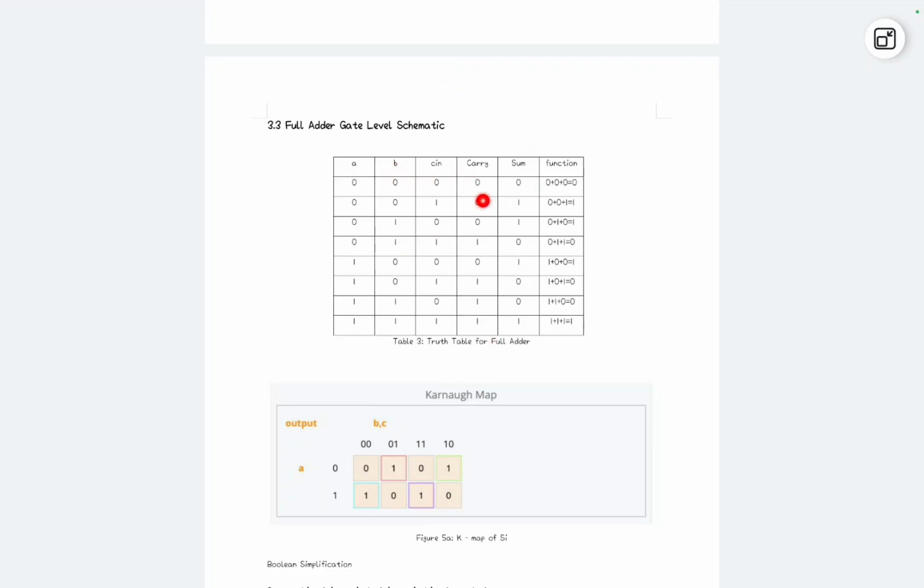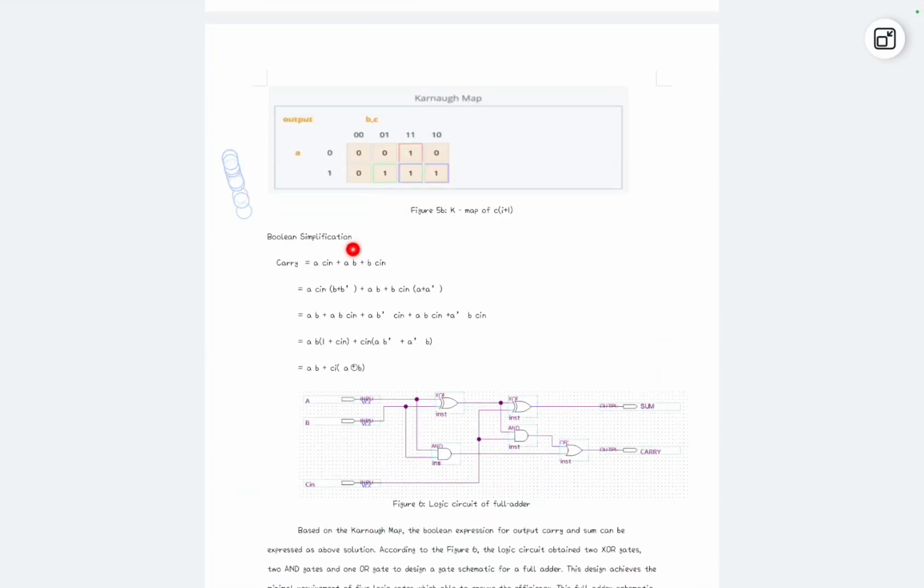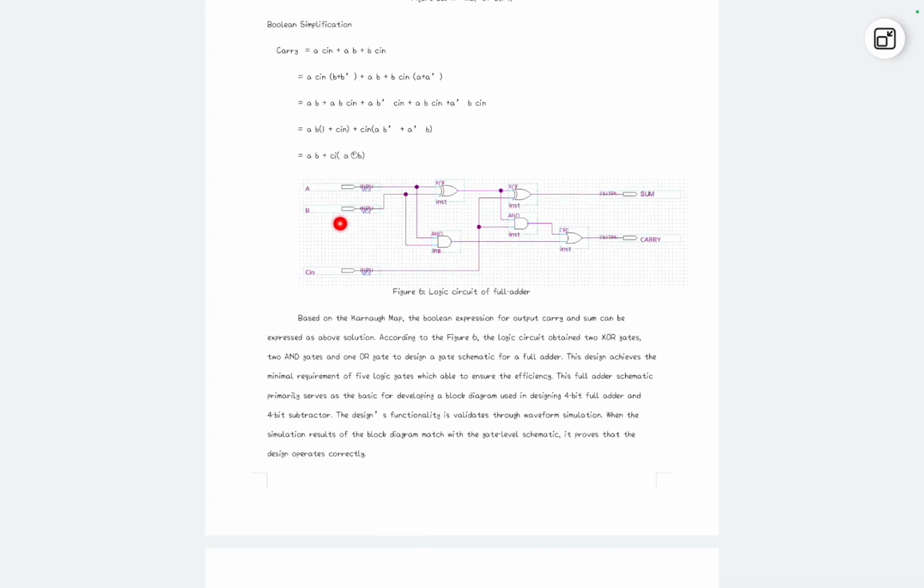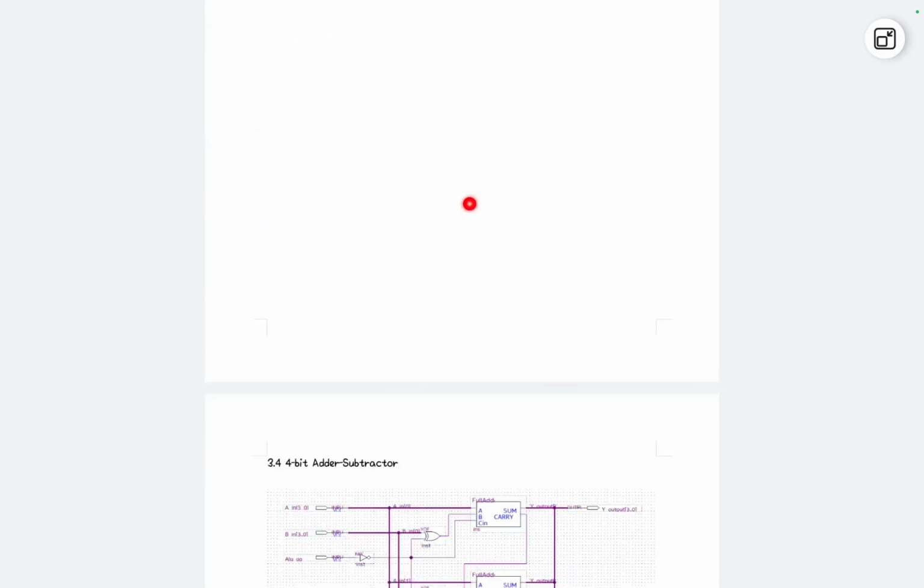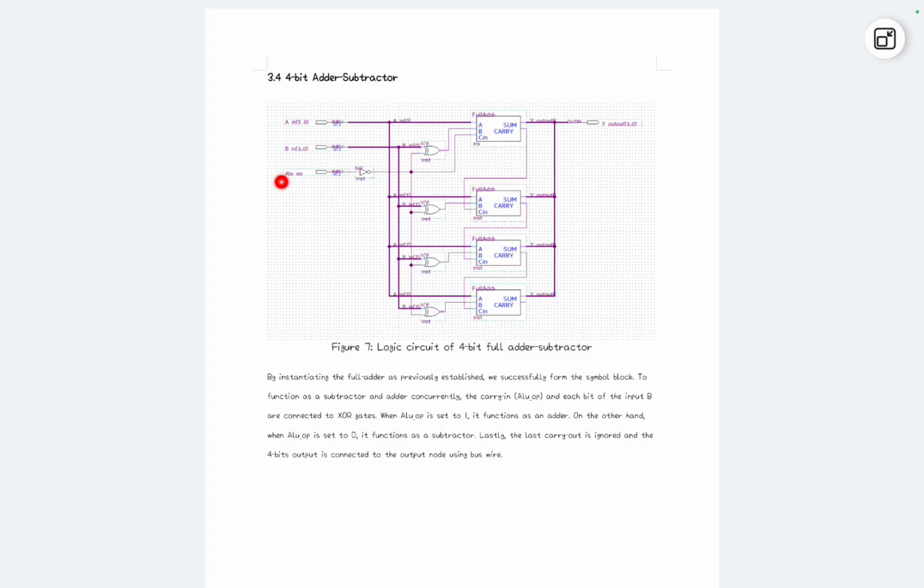And this is the gate level schematic, you see we have A, B, carry in, carry, and sum. And this is the Boolean operation of the sum, and this is the Boolean operation of the carry, and this is the logic circuit of the full adder. You can see there is an XOR gate and the AND gate and OR gates. When we come to the adder and subtractor, it means that the adder and subtractor is a 2-in-1 function.